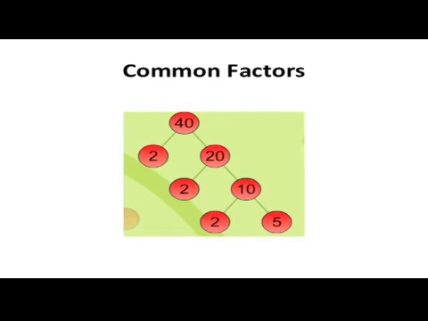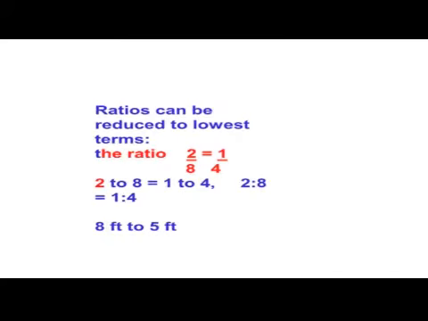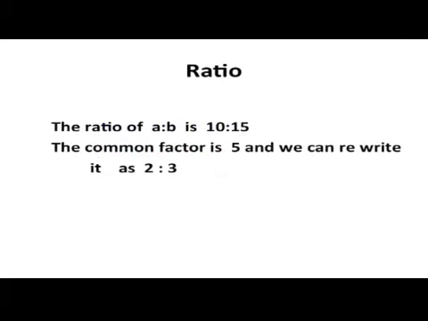If the terms of a ratio have common factors, we can reduce it to the lowest terms by cancelling the common factors. For example, the ratio of A is to B is 10:15. The common factor is 5 and we can rewrite it as 2:3.